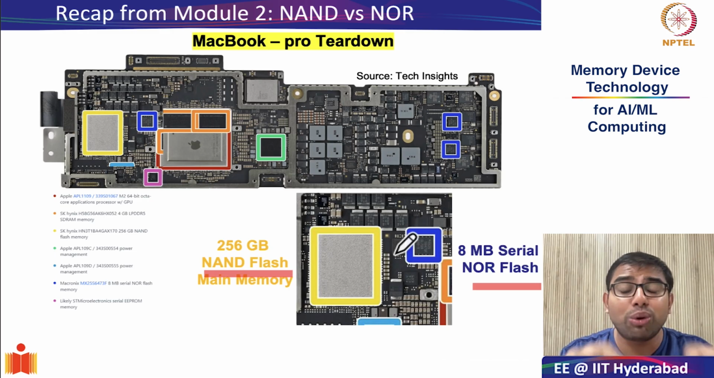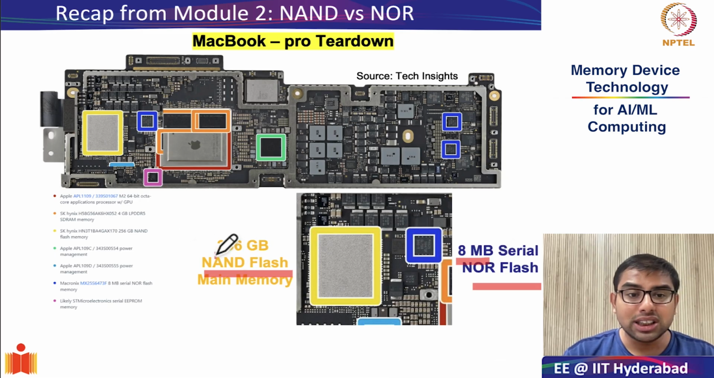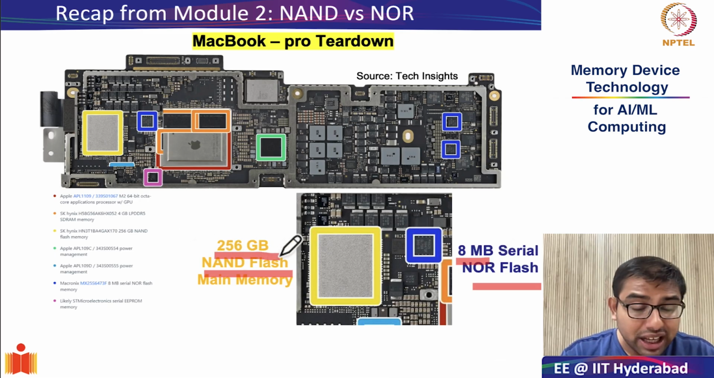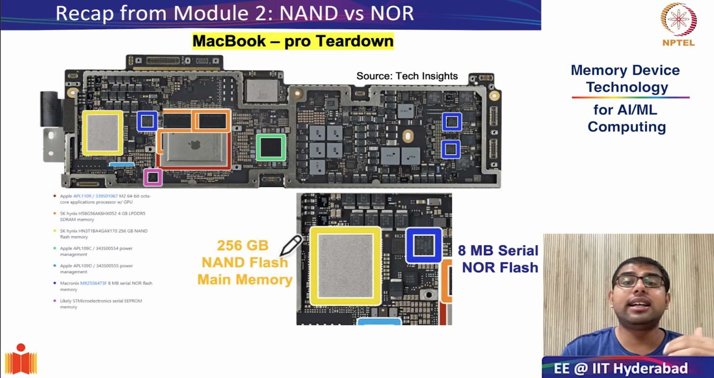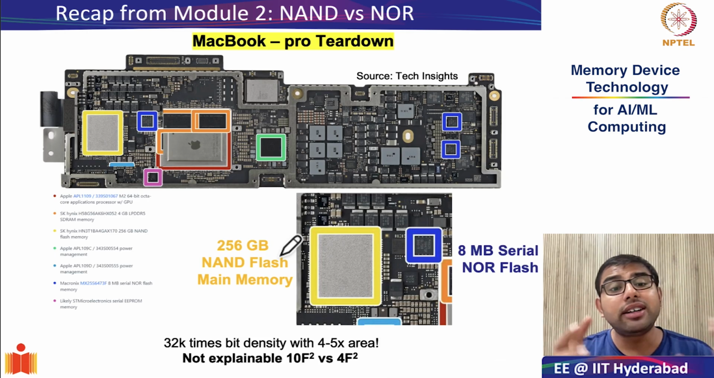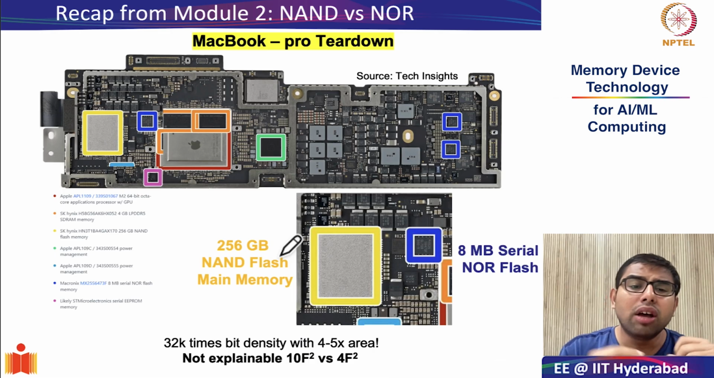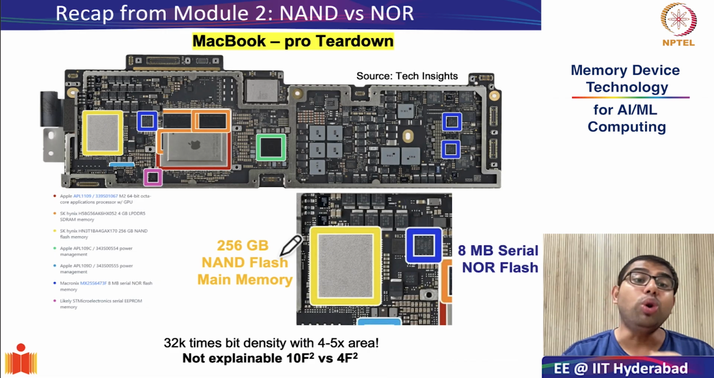However, if you look at the storage capacity, it is quite remarkable. Whereas the NOR flash stores only 8 megabytes of data, the NAND flash is storing 256 gigabytes of data. So that is how much of an impact there is in the bit density between NOR flash and NAND flash. So almost a 32 times better bit density with only 4 to 5 times more area in NAND flash compared to NOR flash.